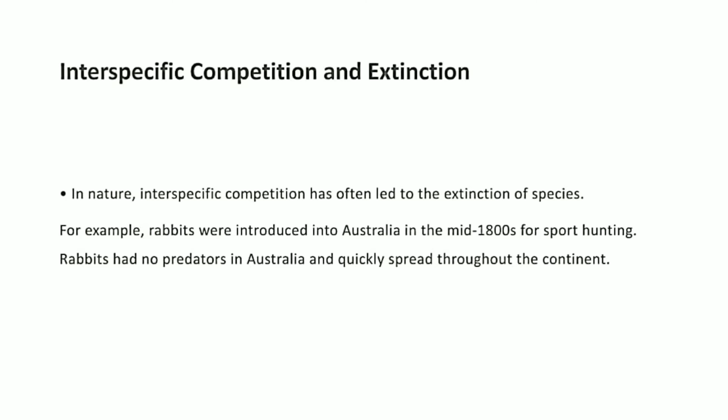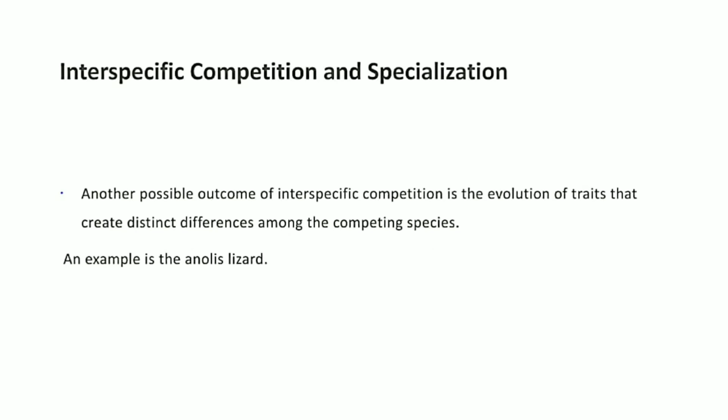For example, rabbits were introduced into Australia in the mid-1800s for sport hunting. Rabbits had no predators in Australia and quickly spread throughout the continent. Many species of Australian mammals could not successfully compete with rabbits and became extinct.